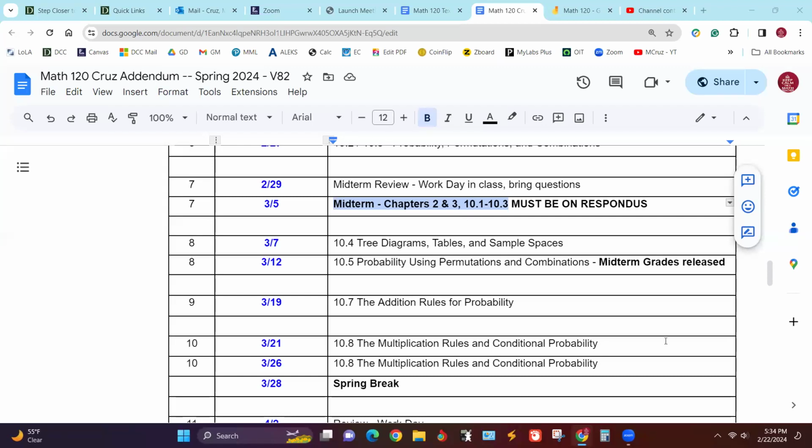So tests 1, 2, and 3 are going to be on the midterm: chapter 2, chapter 3, and then the first 3 sections of chapter 10. All right. Okay, does that make sense? So you're saying you're going to stop at 10.3 before the midterm? Yeah. Okay.